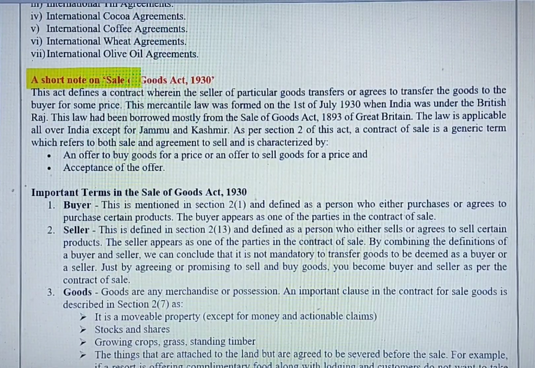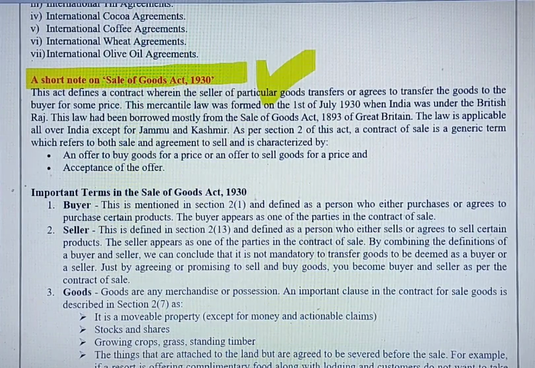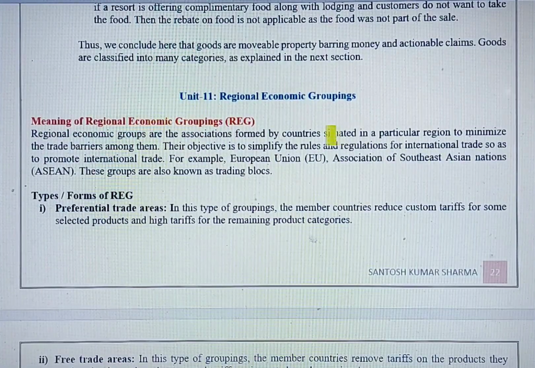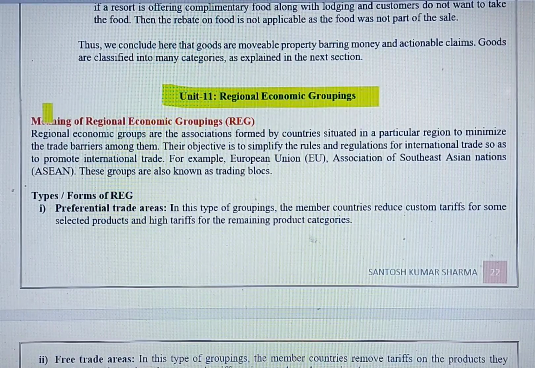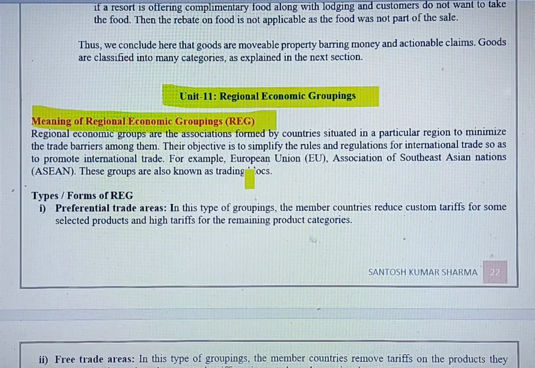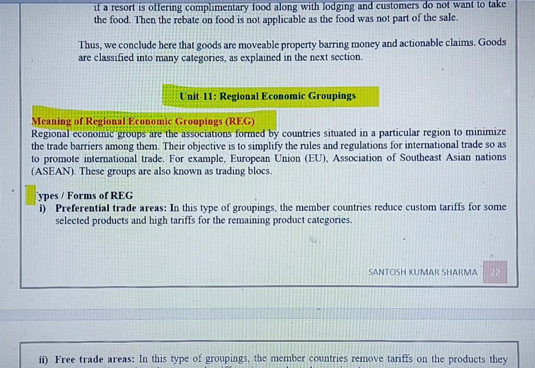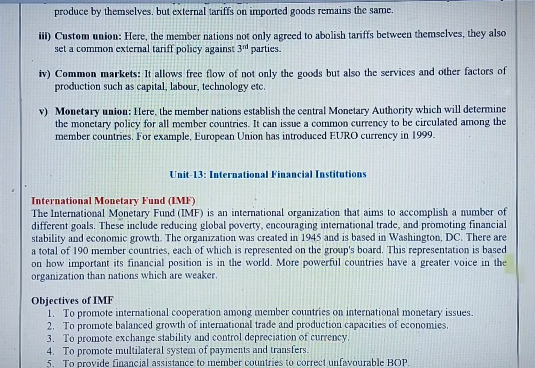You can do one short note, Sale of Goods Act 1930, a very old act from before independence, and still now it is going very strong. Then we have regional economic groupings. Again, this is a topic of IBO-01 which is very common almost every year. So the different types of REGs and what their impact is on the different countries.